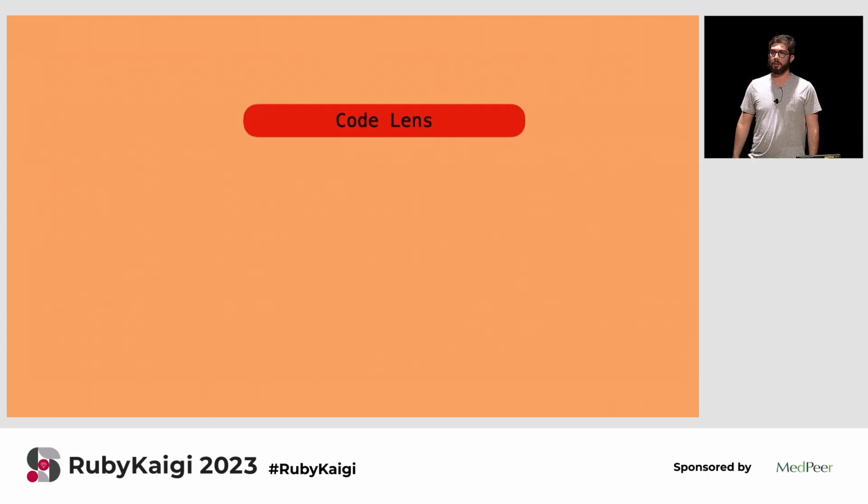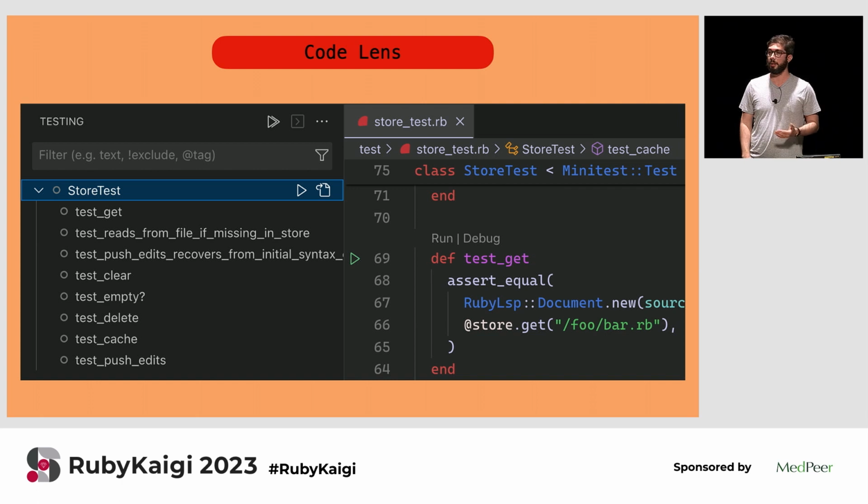And the last feature I want to bring up as an example is code lenses for tests. So we have code lenses for running tests, which are integrated with the test controller in VS Code. So it reflects the results on the panel for testing. And we also have a debug code lens, which launches the Ruby debug interactively in the editor.